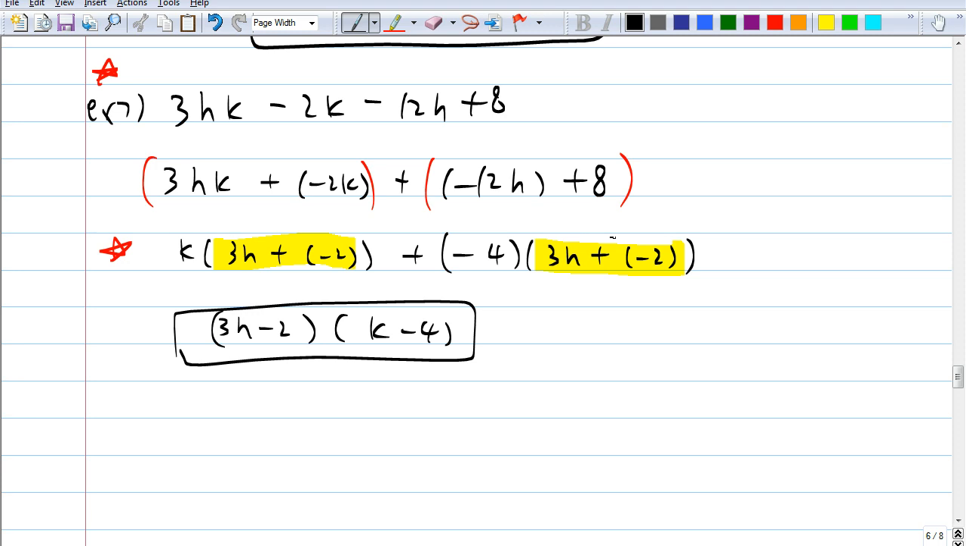We good? Can you do something like this for your homework tonight? Okay, so if you have 4 of these terms, first change it to addition. Then you group them by 2's, hoping that you find a greatest common factor. Does that make sense? All right, good.